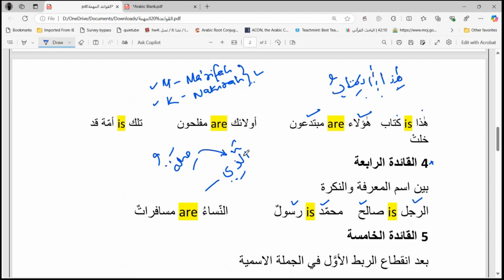Always when you have ism mausul, allazi, allazina, after it, a sila will come, which will be a sentence. Otherwise, we'll not be able to know what this is. You cannot have allazi talibun. It doesn't make sense. Yani, the one who is a student. No, this is not a complete statement. There must be something after allazi to clarify. For example, allazi ja'ani amsi, the one who came to me yesterday is a student.